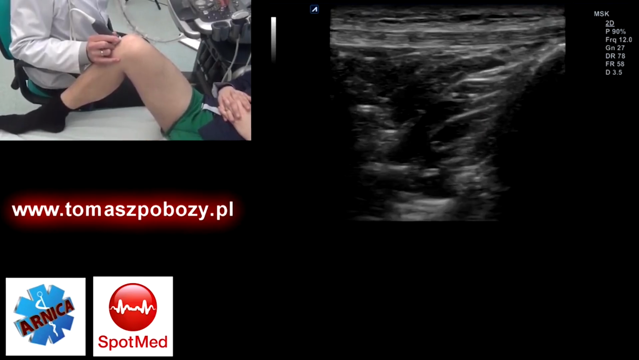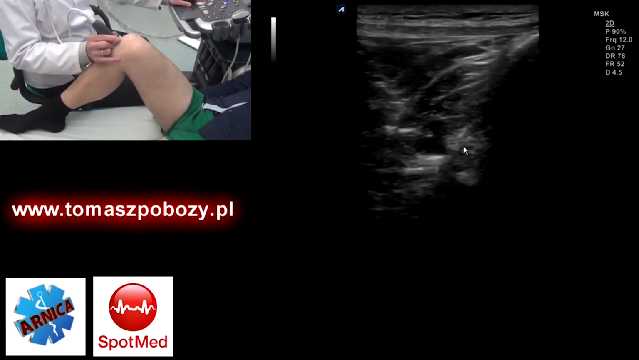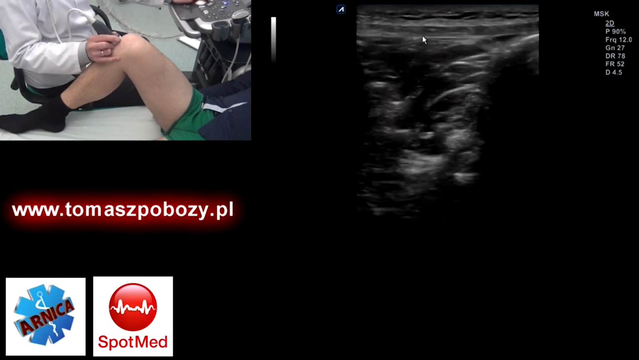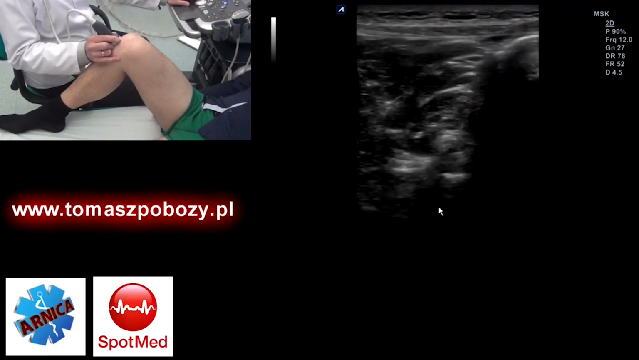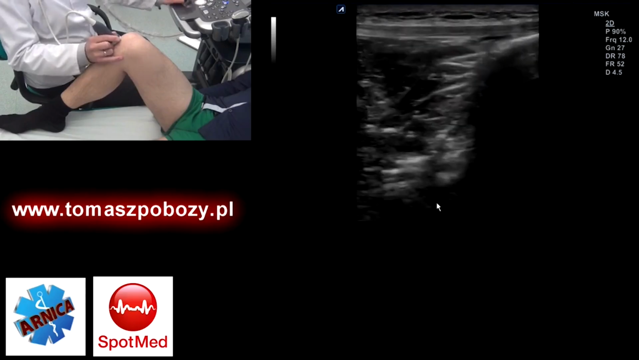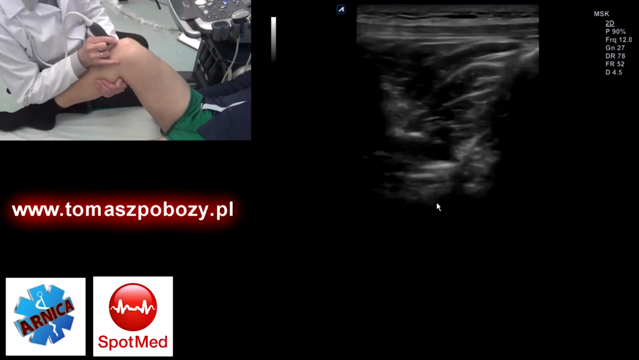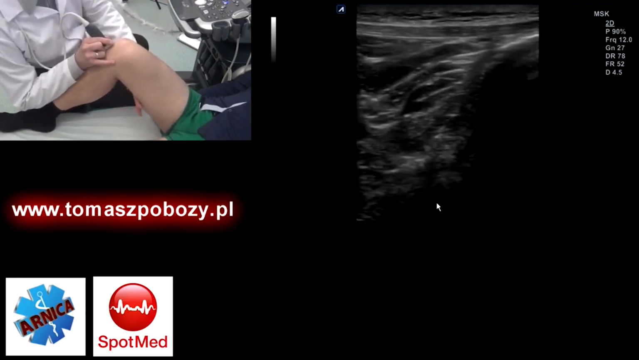Here we can see the outline of its tibial attachment. Since the entire ligament cannot be visualized, it's useful to assess its tension during the anterior drawer maneuver under ultrasound guidance. Here we can see normal tension of the anterior cruciate ligament.